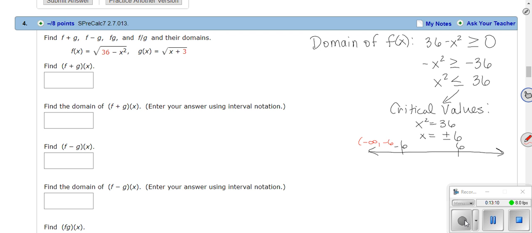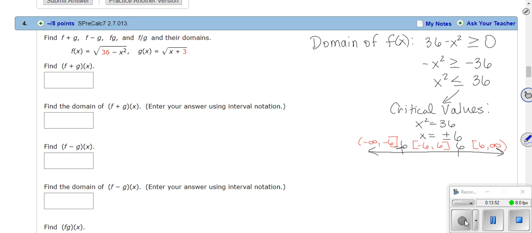Now, my domain started off with 36 minus x squared is greater than or equal to 0. So what symbol would I need on the -6? A square bracket or a round parenthesis? Square bracket, because it can equal 0. Sorry, now I copied over the negative. It can equal 0, so I can have square brackets on these. So then this interval is -6 to +6. This interval is +6 to infinity. Okay? I have to test a number in each of those intervals.